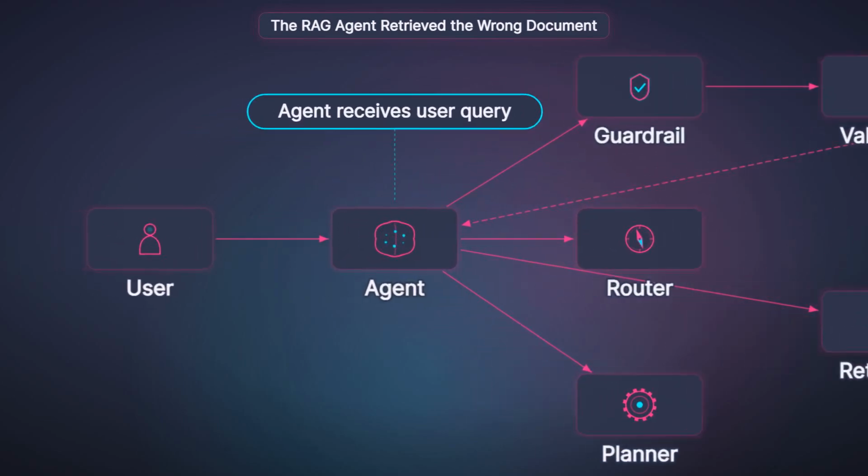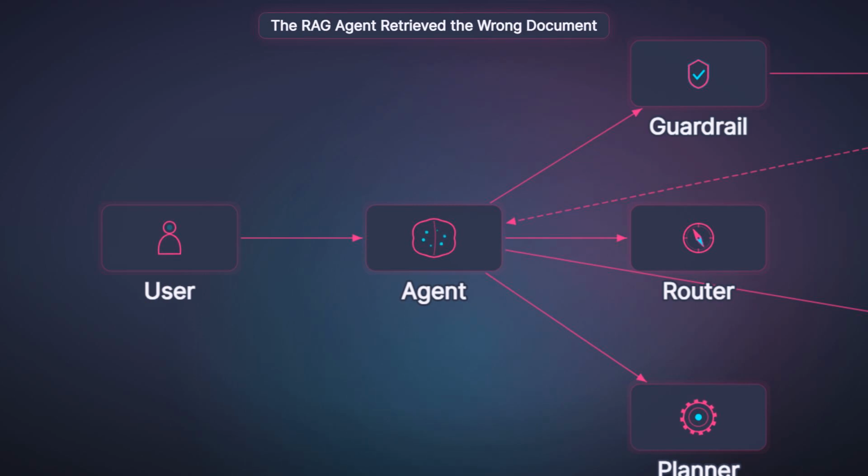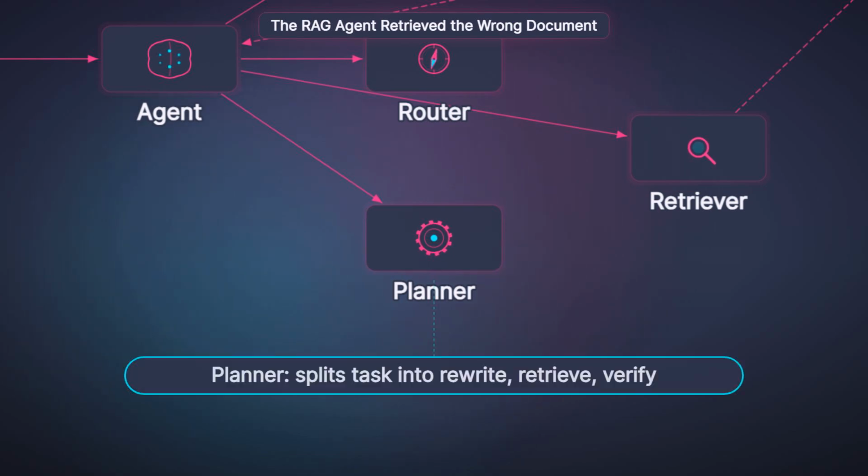Today, an agent is tasked with answering a user's question about data residency regulations. The user submits their query, and the request packet travels to the agent. The planner module springs into action, systematically deconstructing the original query into a series of clear, manageable substeps.